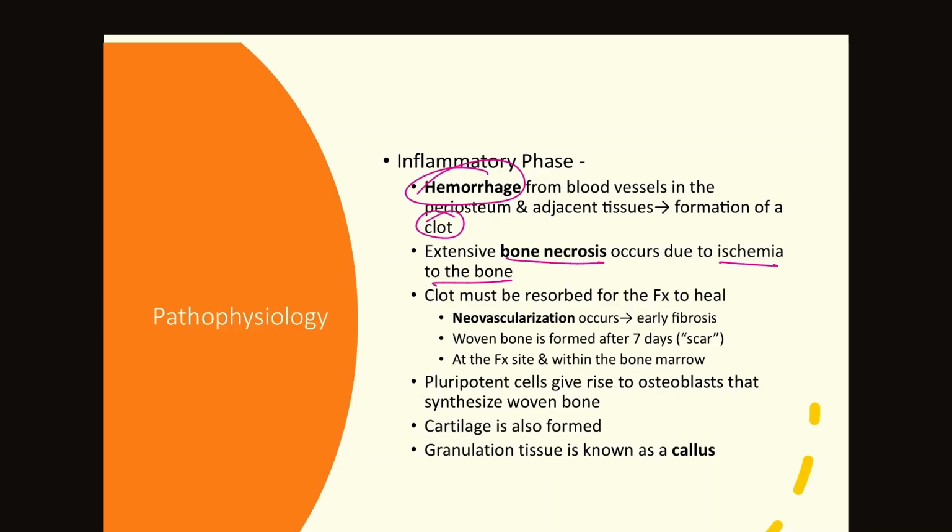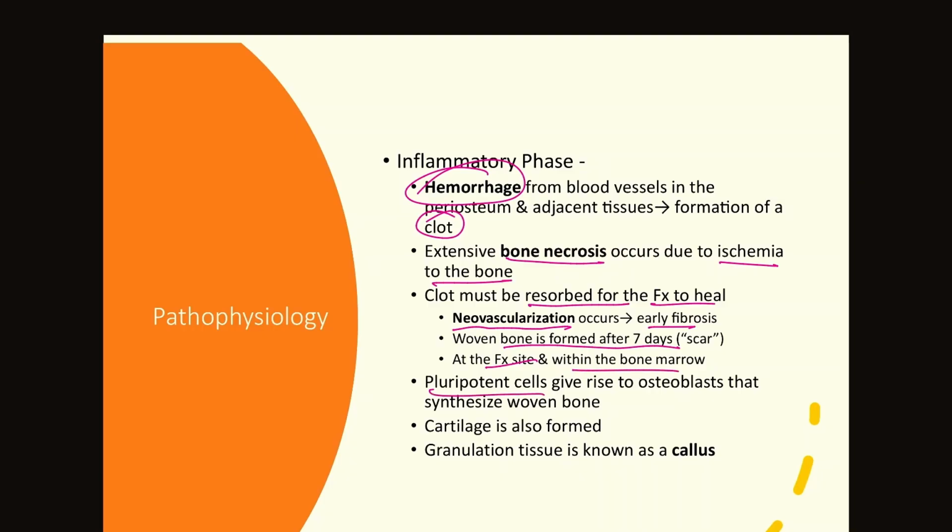That clot eventually must be resorbed for the fracture to heal. And we get what's called neovascularization due to early fibrosis, but basically we are making new blood vessels to connect the broken bone back to the main bone. So we're connecting blood supply so that we can get blood supply back to the broken one so it doesn't necrose. Woven bone is formed after about 7 days, and that's a scar. And at the fracture site and within the bone marrow, this all happens.